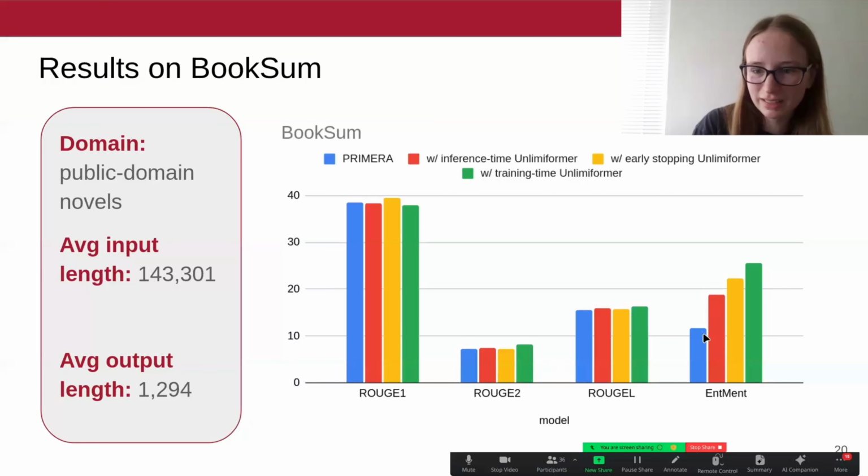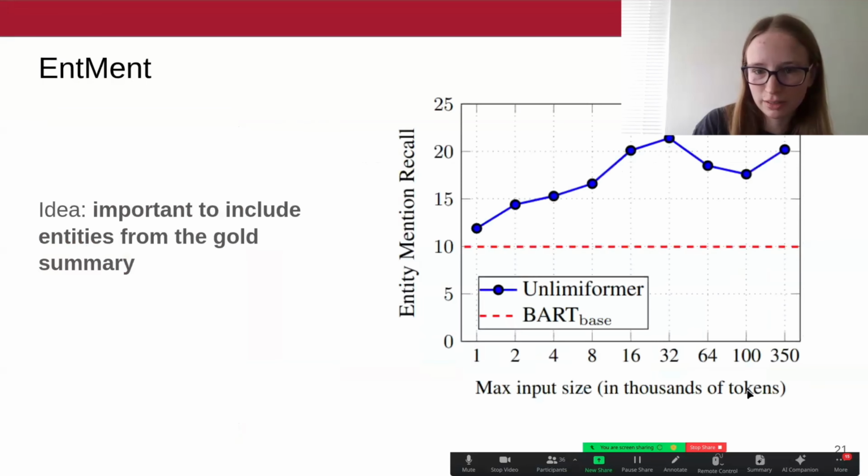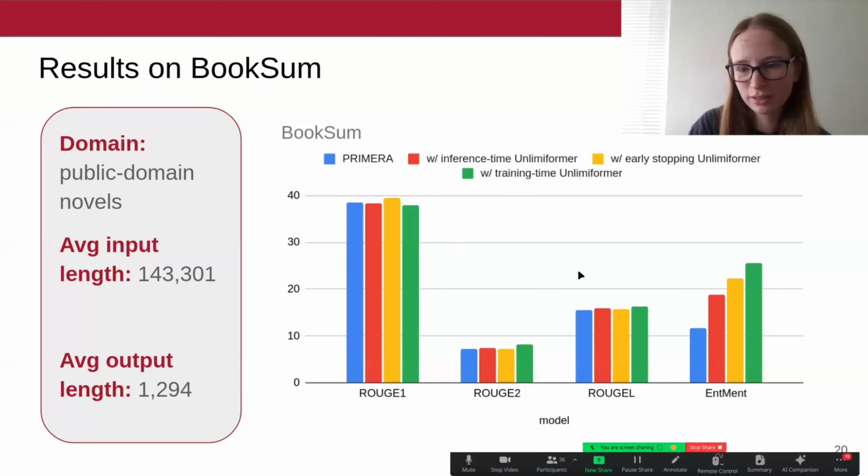And so what we look at instead is an entity mention metric called EntMent. The idea here is that you want to include the entities from the gold summary in your output. Maybe we don't really care if you get every turn of phrase right, but we'd like it to mention the locations and the people that actually occurred in the book. And if you look at this more fine-grained metric, you see really dramatic improvements from incorporating more context and from training with more context.